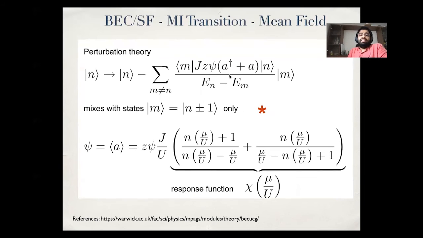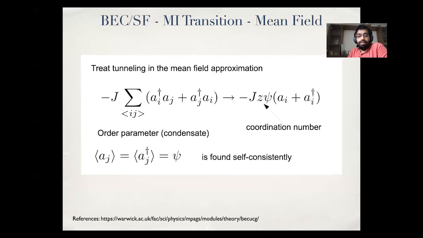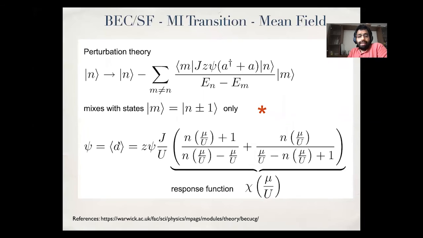Okay, so now let's just write down the expression for this perturbation theory. Very simple first order perturbation theory for the state. And once I write down the perturbed state, I can calculate the value of this a_i, which is my tunneling parameter, which is the same for all j, and I can calculate it. When I calculate that, very nicely, it brings me to this right-hand side. So I get a self-consistent equation that gives me psi equal to z psi times this response function chi, which depends just on the chemical potential and the interaction strength U. And now I have my answer.